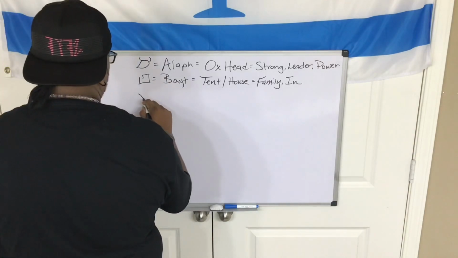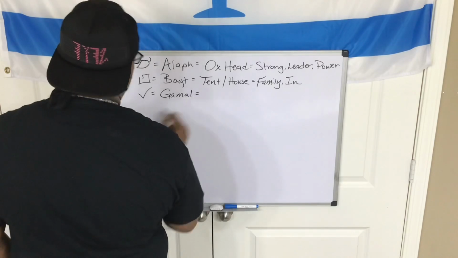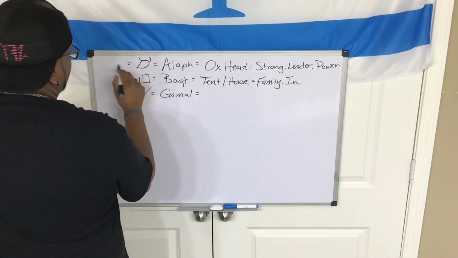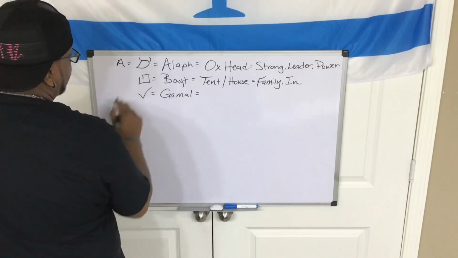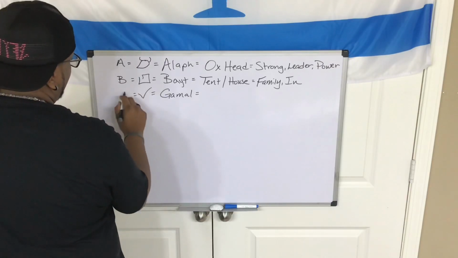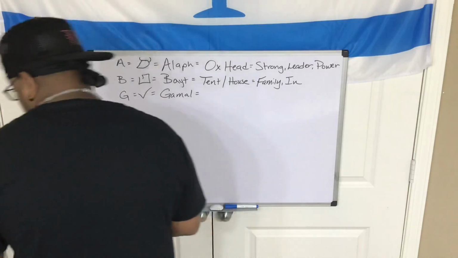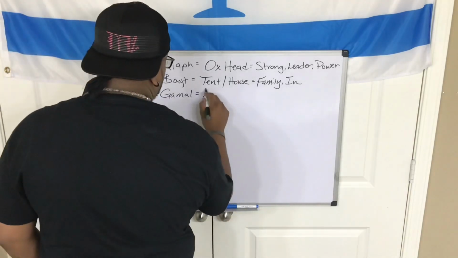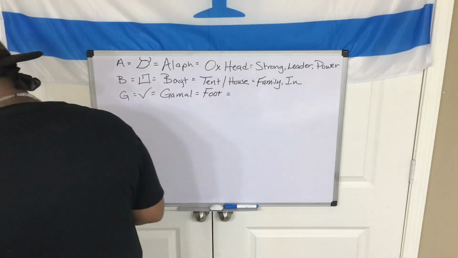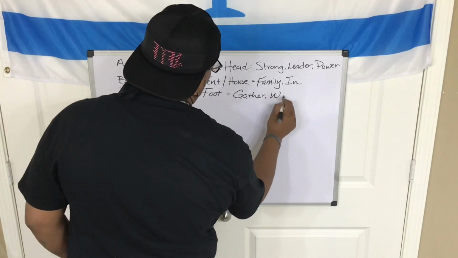This is the Gamo. And also, I'm gonna give the equivalent of these letters too. This represents an A. This simply represents a B. This represents the G. It represents a foot. It means to gather or to walk.